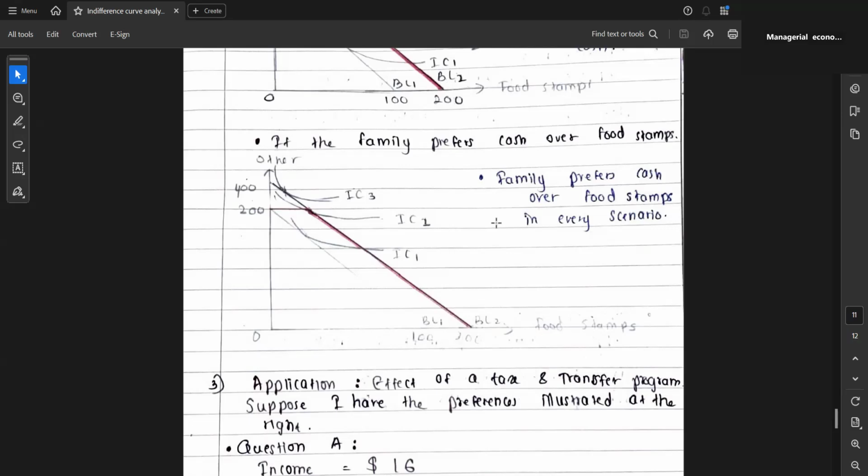Then the next policy, where the consumer gains 200 worth of cash from the government. Now he can increase the purchase of both of the goods. However, his preference goes to the other goods, so he's spending most of his income, and what the government gave, on the other goods.